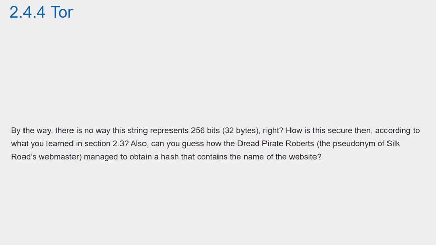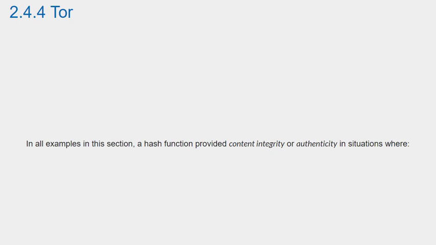Exercise. By the way, there is no way this string represents 256 bits or 32 bytes, right? How is this secure then, according to what you learned in Section 2.3? Also, can you guess how the Dread Pirate Roberts, the pseudonym of Silk Road's webmaster, managed to obtain a hash that contains the name of the website?